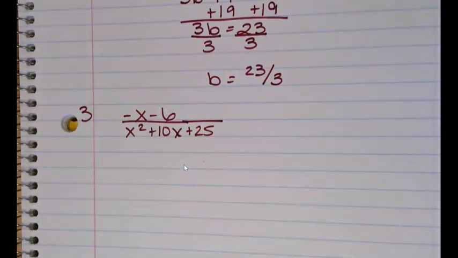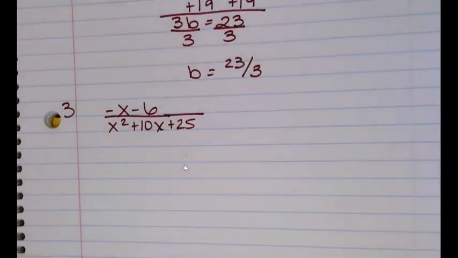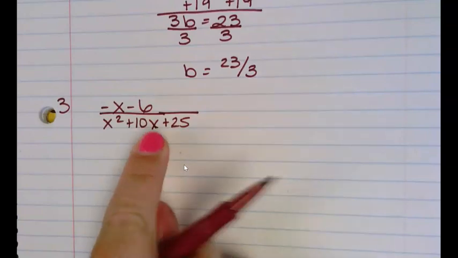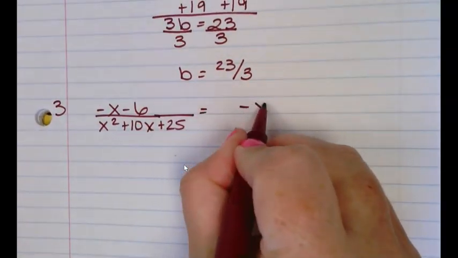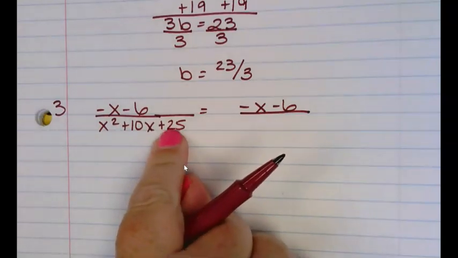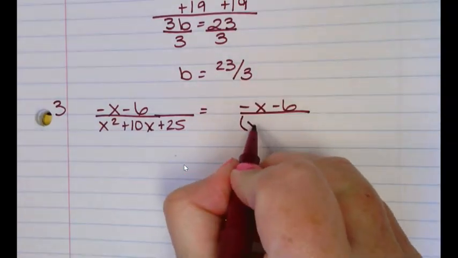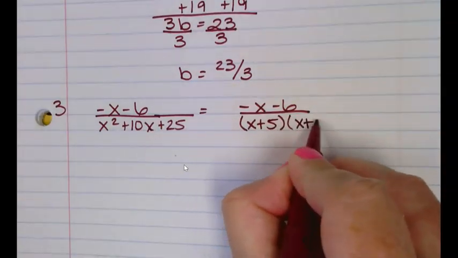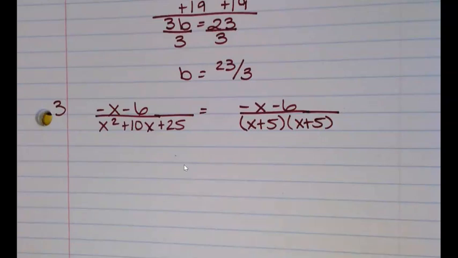Okay, so now we're on the section with partial decomposition. So step one, we do need to get rid of that denominator. Okay, we do nothing with the top. So what times what gives me 25? When I add, I get 10, and that is just going to be x plus 5 and x plus 5. Okay.